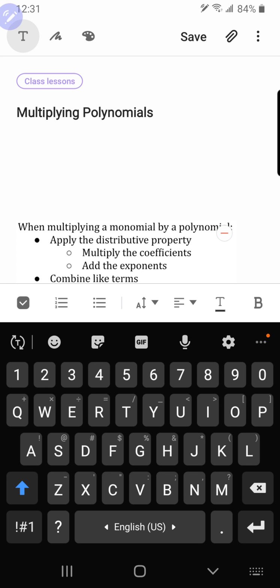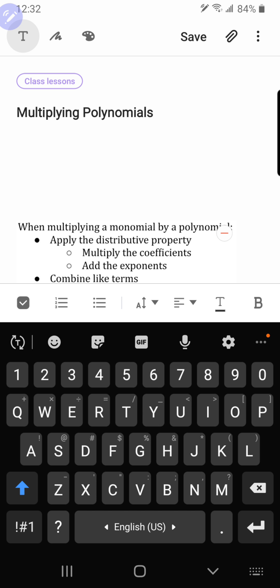Hello. So today's lesson is on multiplying polynomials. Before we start multiplying polynomials, let's review what a polynomial is. A polynomial is basically two or more terms. And we know that a term is a variable, a number, or a mixture of a variable with a number next to it, separated by a plus or minus sign.